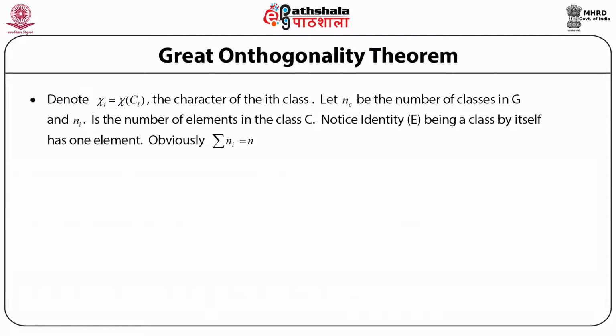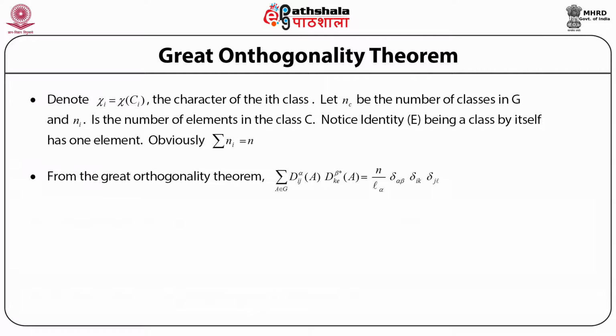Let Nc be the number of classes in the group G, and Ni the number of elements in the class Ci. So a class Ci has a number of elements, and there are a number of classes in the group G. Remember that the identity element E is a class by itself, and it has only one element. Therefore, the sum of Ni is equal to N.